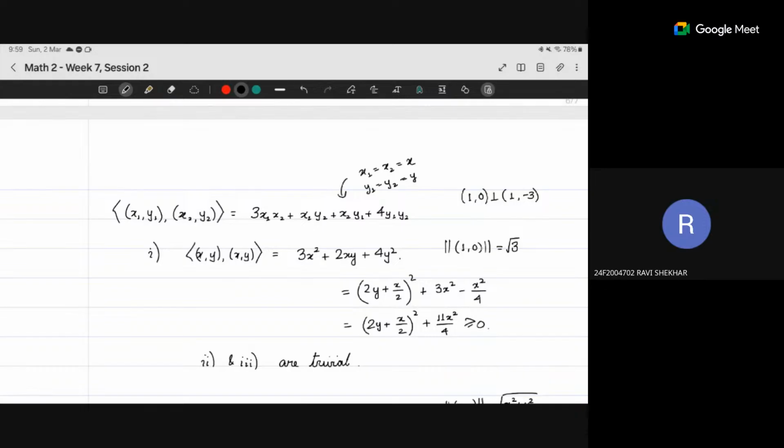You can quickly verify that this is orthogonal to that. And that's not orthogonal in the usual sense, right? The angle would be something else. It would be cos inverse of 1 by root 10, something like that. But in this case, it's orthogonal.